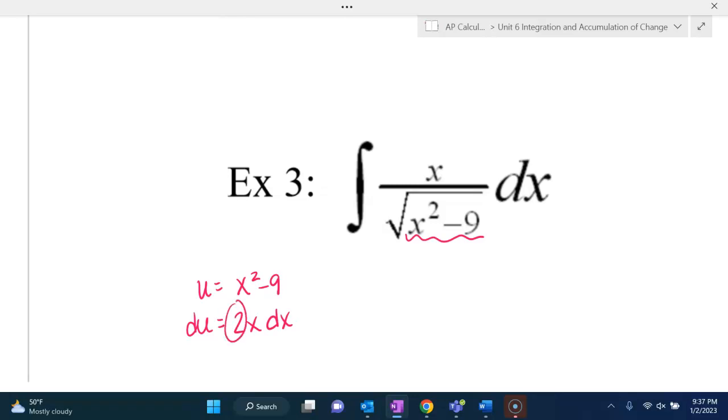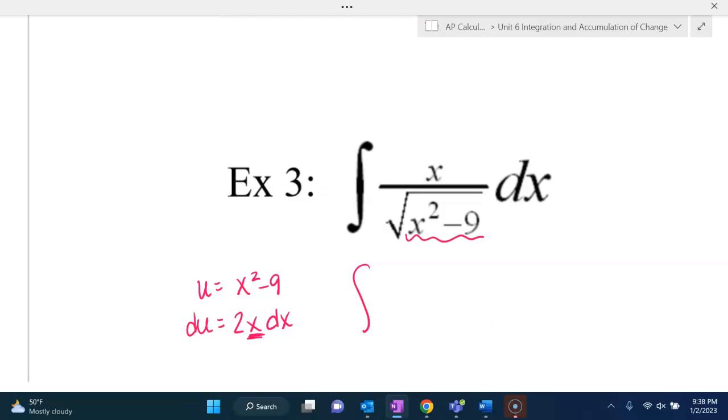Now, I don't have the 2, but I can always compensate for not having a coefficient that matches. It's really the variables that I need to get to match. So if I have that x there for that x there, then we're good. Okay, so let's do some substitution here.